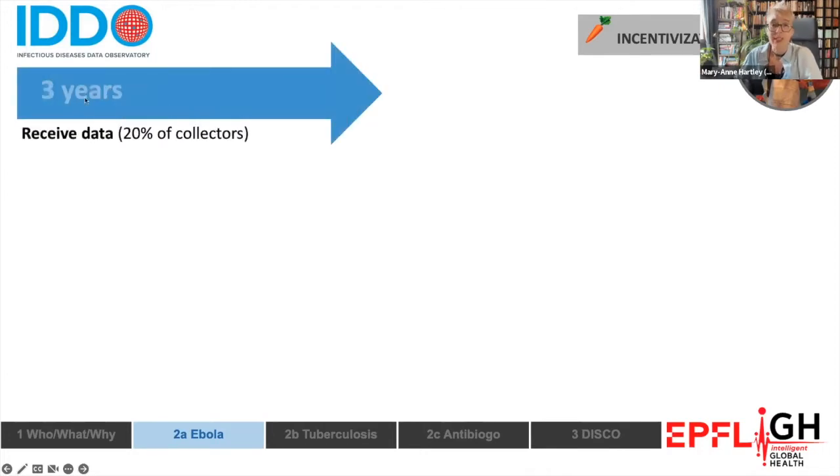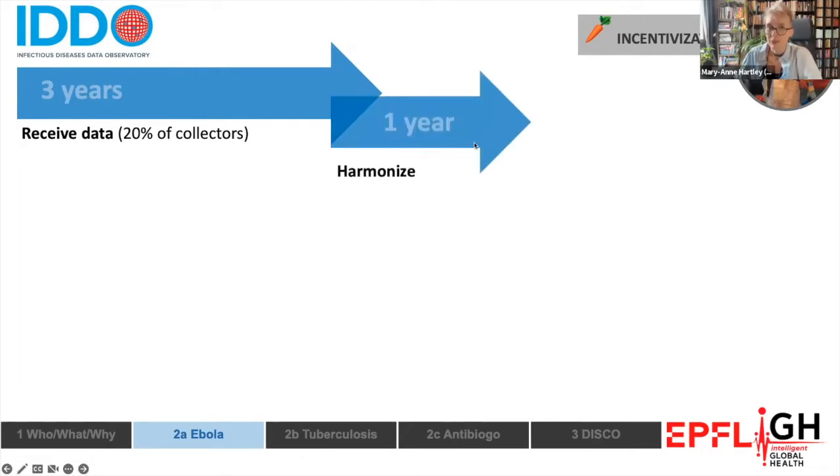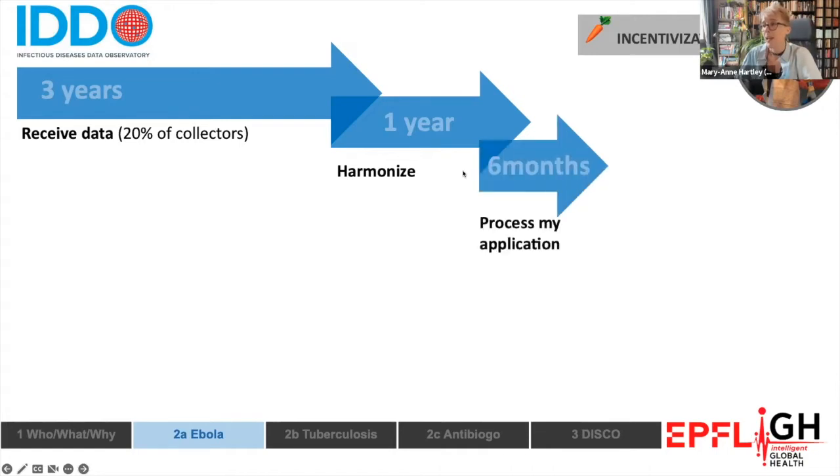So despite all of this, really huge effort, it actually took 3 years for them to even receive the data, and that only represented around 20% of the collaborators. And then once they received it, it took nearly a year to harmonize that data from their team. And when I applied, I was the first person to apply, it took 6 months to process my application as a researcher. And then we received it in 2019.